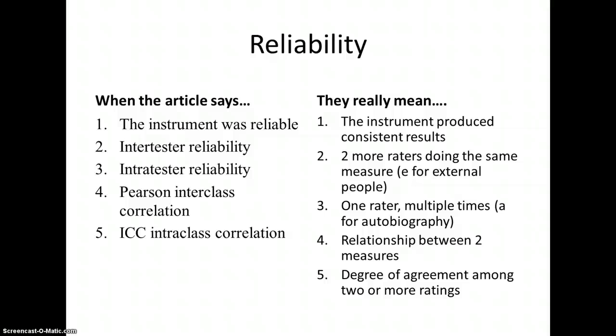Pearson interclass correlation. It's the relationship between the 2 measures. A correlation is a relationship or an association between the 2 measures, okay? And then the interclass correlation, you'll see the ICC reported a lot. That is the degree of agreement among 2 or more ratings. All right, so if you have a whole bunch of rating scales, they're going to run an ICC or interclass correlations to see how well they agree.